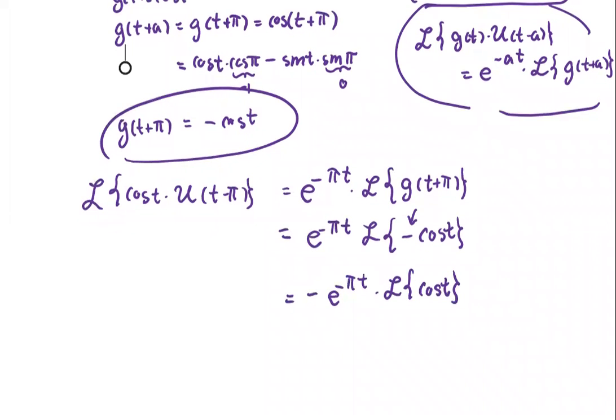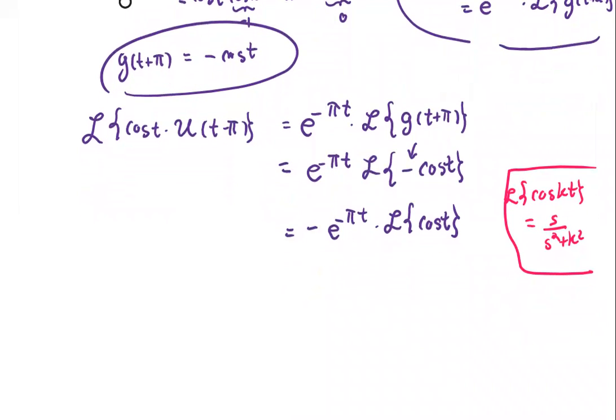And the Laplace of cosine t, from the theorem that the Laplace of cosine kt is s over s squared plus k squared. So in this case, k equals 1. So then we obtain the solution as negative e to the negative pi s multiplied by s over s squared plus 1.